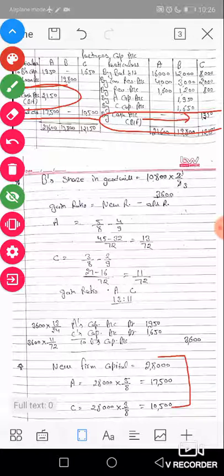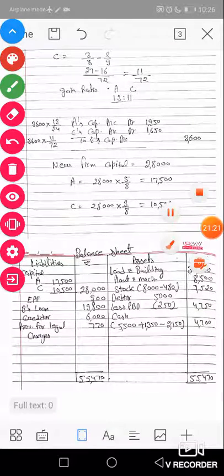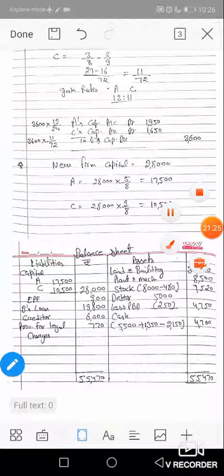Okay, now come to next. Next is your balance sheet. Last but not the least, your balance sheet. Okay, how is it to be prepared? Let's see it.